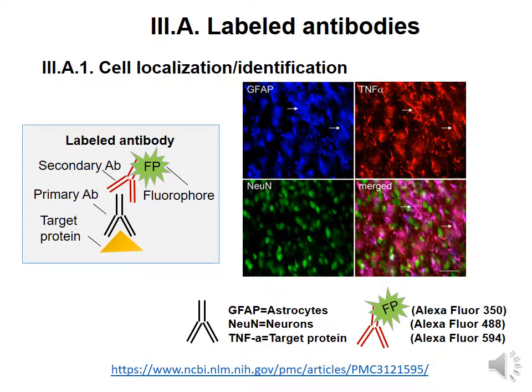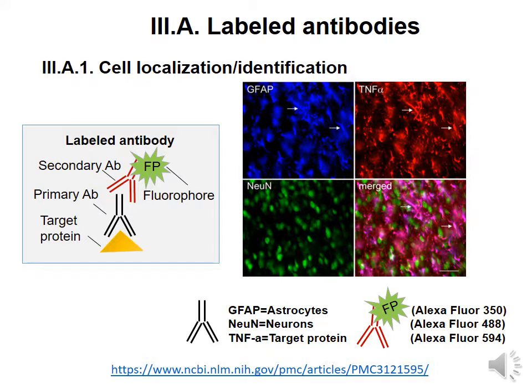In this particular example, the authors want to determine which cell types are responsible for the production of the tumor necrosis factor TNF-alpha. For that, they use three different primary antibodies that recognize three different specific proteins. One is for the protein of interest, TNF-alpha. The other ones are GFAP, which is a protein specifically present in astrocytes. The other protein is NeuN, which is specifically present in neurons.